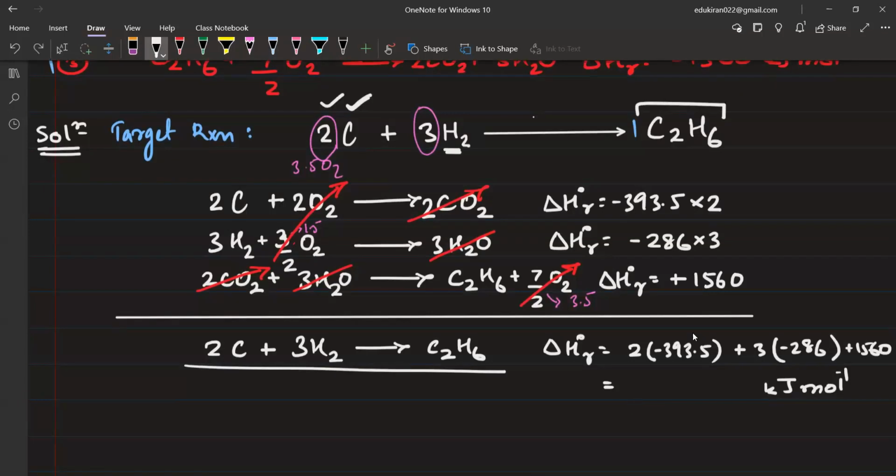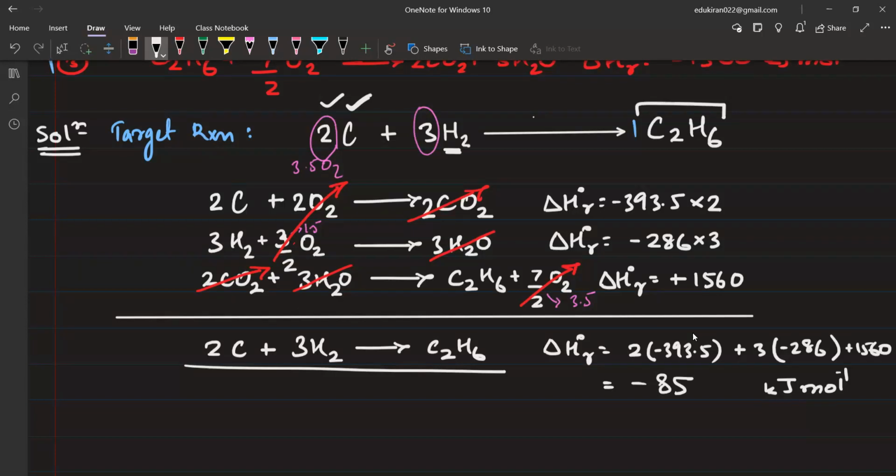Sir, is it minus 85? Minus 85. I don't know, I will have to check it. Just a second. Yeah, correct. All of you must get this as minus 85 kilojoule per mole. All of you got it as minus 85 kilojoule per mole.